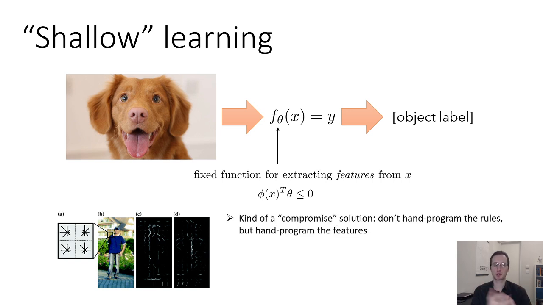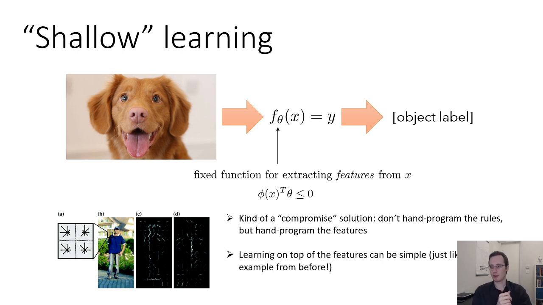This kind of feature extraction approach, we could think of it as a kind of compromise between the handwritten rules and machine learning. We don't hand program the rules, but we do hand program the features. So maybe we don't know how exactly to detect whether there's a puppy in a picture, but we know something about which parts matter, and maybe we can manually code up some rules for detecting those parts. And then learning on top of the features can be really simple, just like the 2D example from before.